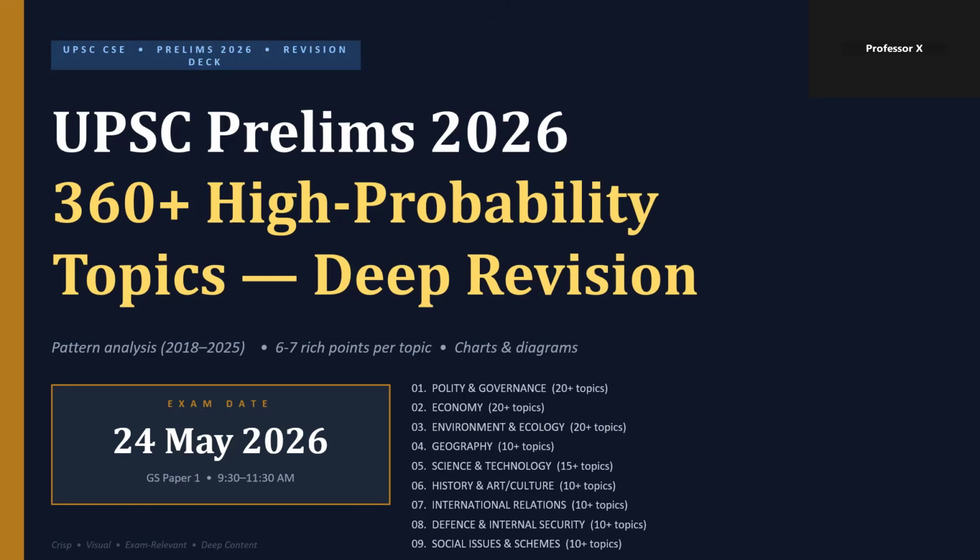Which are the themes which they're choosing? In what way are they fusing these questions? Which are the sources of current affairs which they're using to even frame their static questions? And I have tried to consolidate all of that into 360 plus high probability topics for 2026.